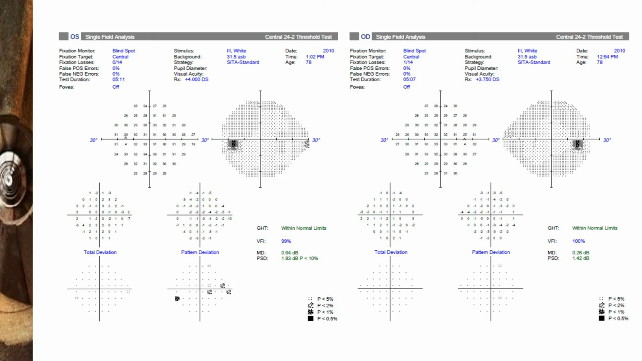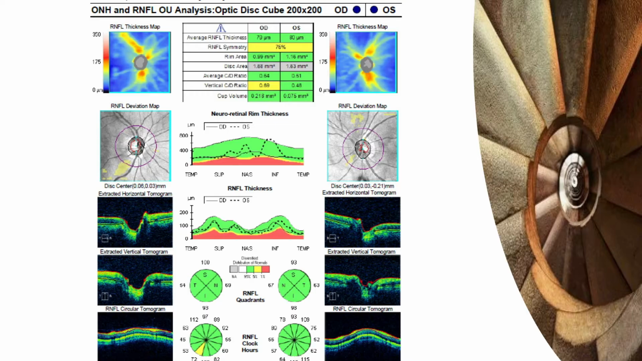And again, you see a little bit of mischief going on in the left eye nasally, but nothing that really screams glaucoma. And it actually wasn't the left eye that we were quite as concerned about. And then this is one of his initial OCTs.